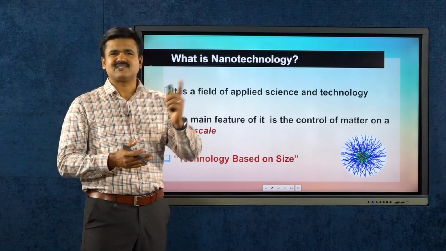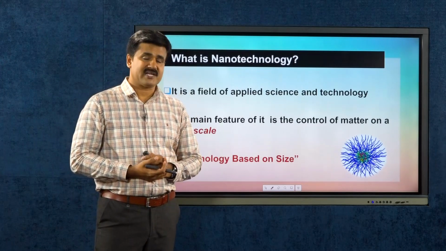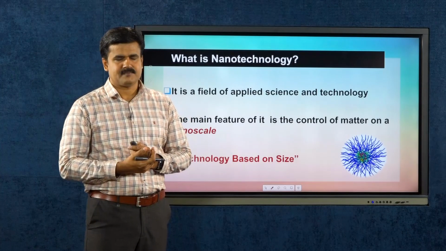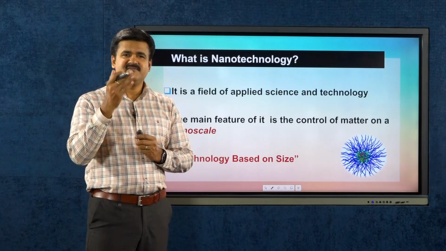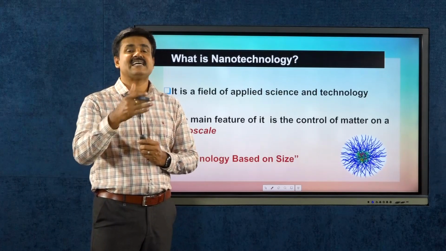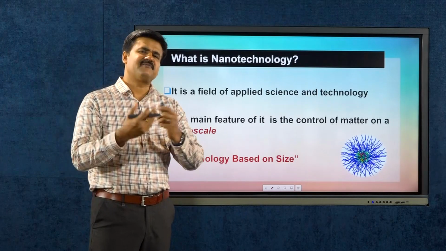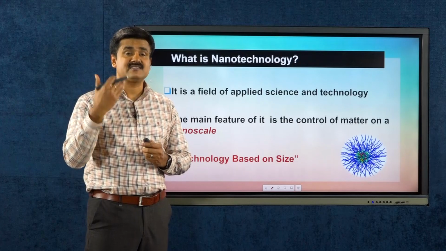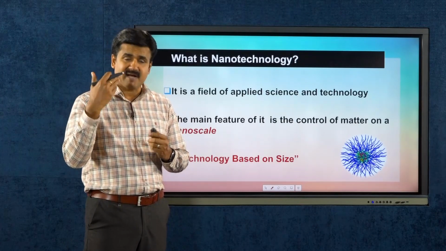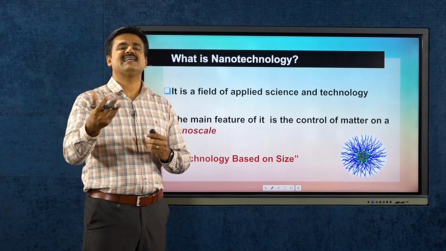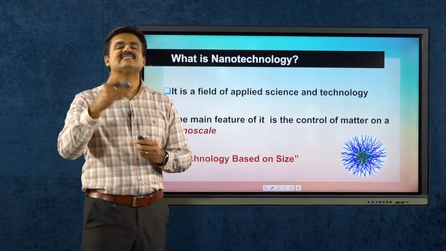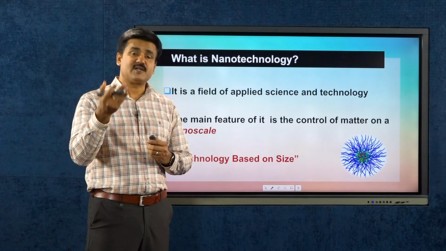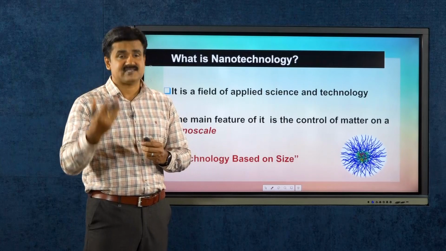Now, the question arises, what is nanotechnology? How is it different from nanoscience? We know that we are commonly using two terms, science and technology. What is the difference between science and technology? Science is the detailed study of something, some matters, some phenomena occurring in nature, etc. Science is the study and technology is its application. So, technology is the application of science.